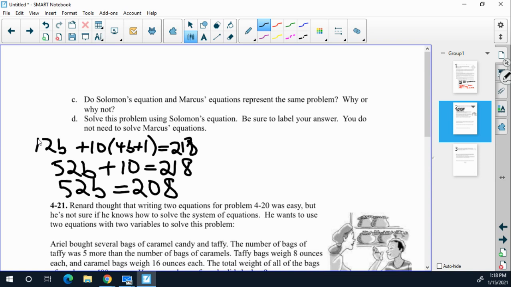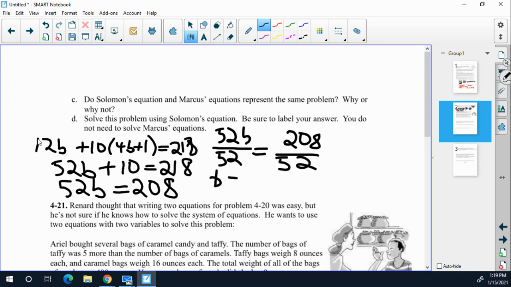So what's our last step? Divide. This means to multiply. So we do the opposite. Okay? Again, we probably need to start getting our calculators back out again. Right? So we take 52B, divide it by 52, and then we're going to divide 208 divided by 52. And that's going to give us how many bottles? 4. Okay. Good.